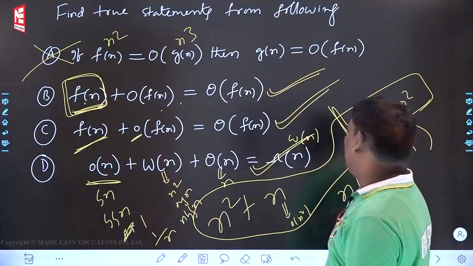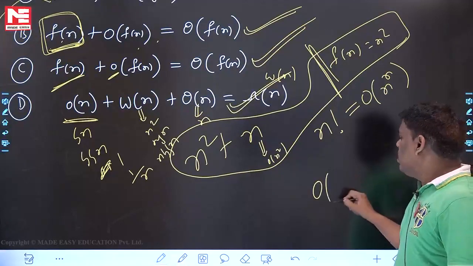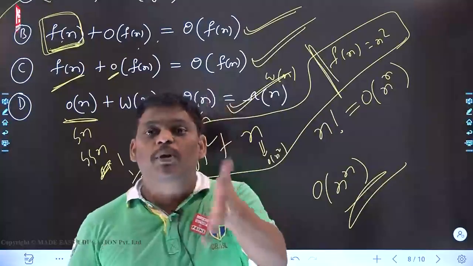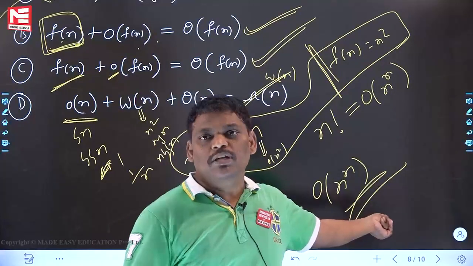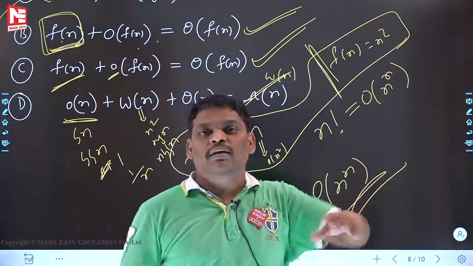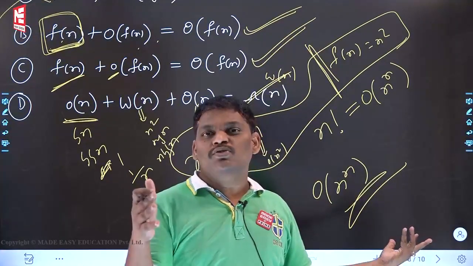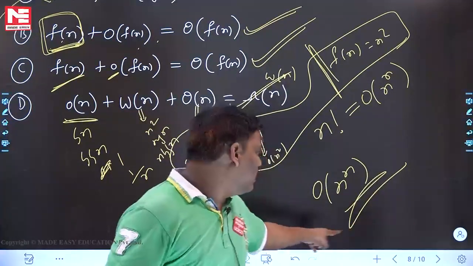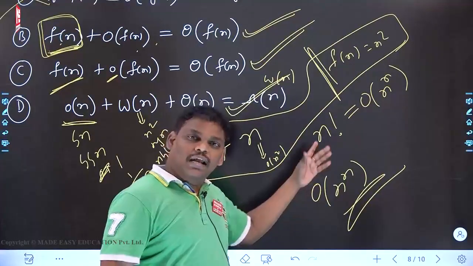Please take care. From today onwards I want to say one small thing to you. Please listen. Big O of n power n, what is the meaning? Is it the actual one or the upper bound? Upper bound. The actual is going to be either n power n or less than that. That is the meaning of big O. The upper bound is n power n, so the left hand side should be either n power n or less than n power n.